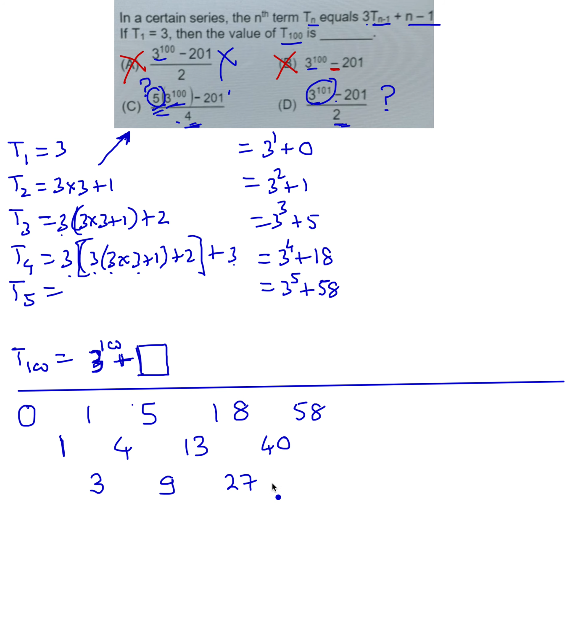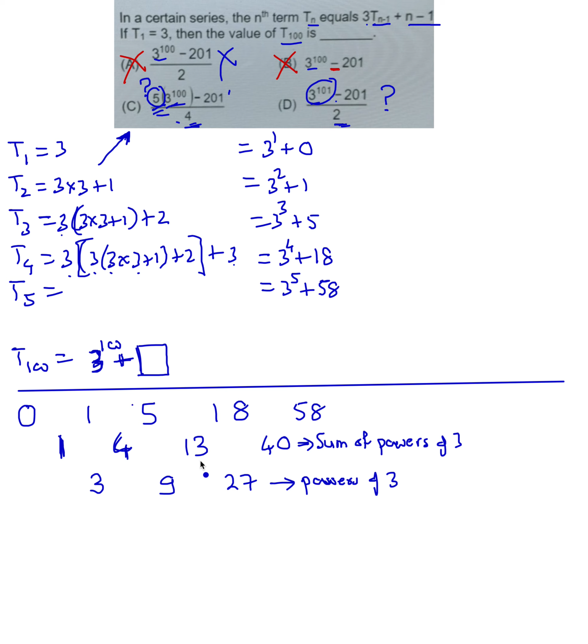So obviously the third series here is powers of 3. The second series here is a sum of powers of 3, students. So if you look at it, the first one is 3 raised to 0. The second one is 3 raised to 0 plus 3 raised to 1.